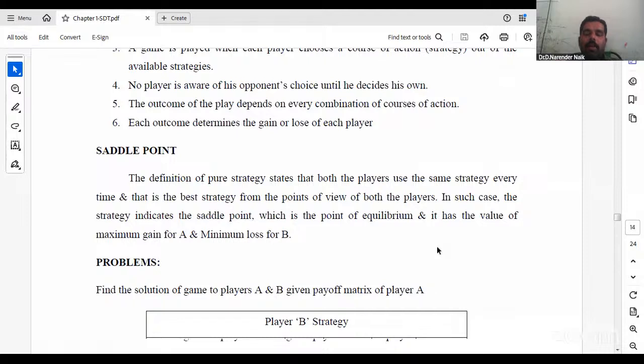Before we enter into the problematic part, first of all, we should know the meaning of saddle point. The definition of pure strategy states that both the players use the same strategy every time, and that is the best strategy from the points of view of both the players. In such a case, the strategy indicates the saddle point, which is the point of equilibrium, and it has the value of maximum gain for A and minimum loss for B.